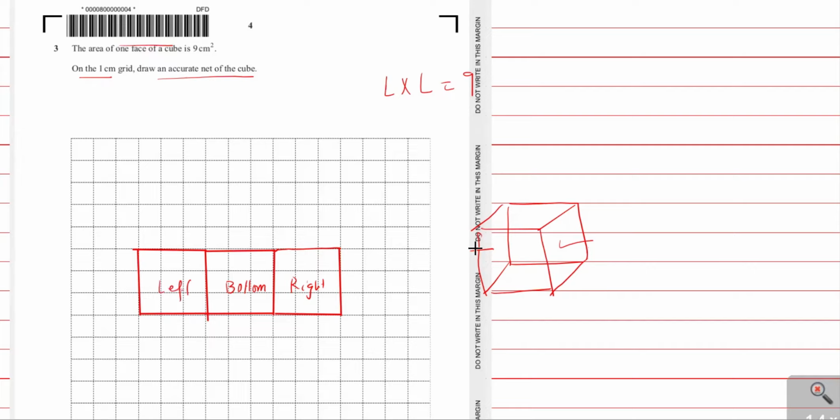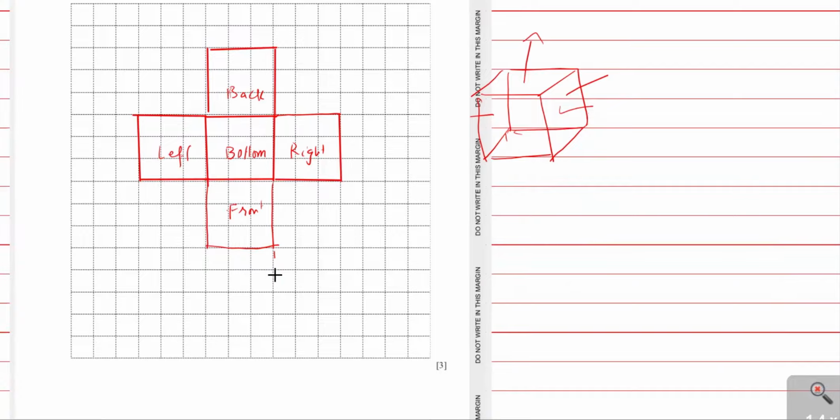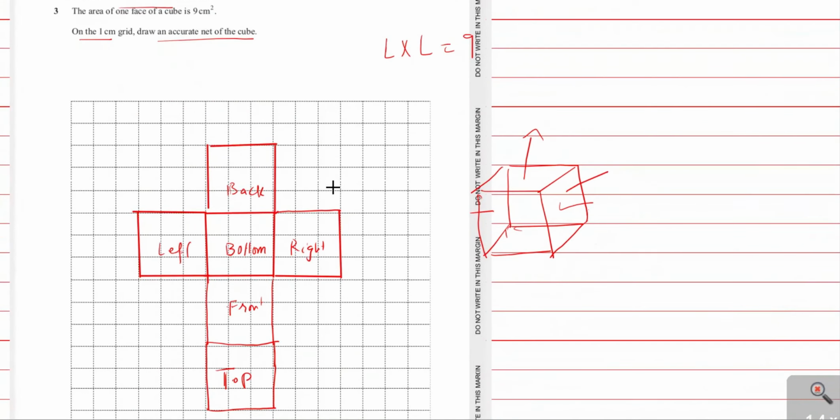And next is the front face. We will draw this front face here, and this front face is also a square, 9 centimeter squared. And next is the back face. The last face is the top face. We will draw the top face here for the net. This is also 9 centimeter squared. Therefore, here are the 6 square faces, and this is the net of the cube.